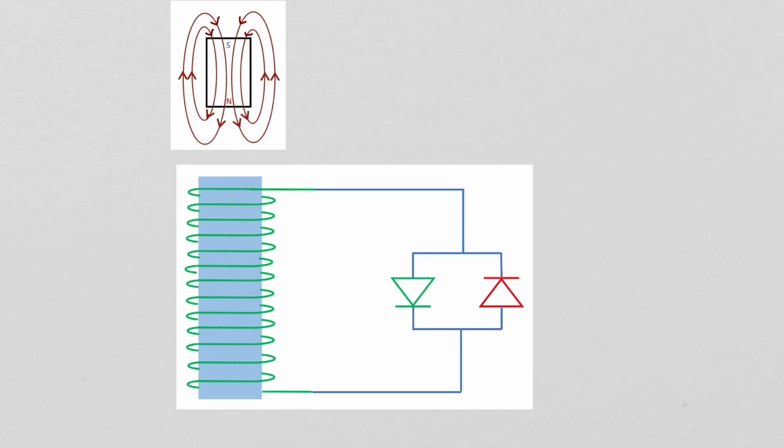Lenz's law tells us that as the magnet starts to enter the coil and there's an increase in magnetic flux pointing downward, there will be an induced current in the coil to produce a magnetic flux pointing upwards. To produce a magnetic flux pointing upward inside the coil, the induced current has to be flowing as shown, which means the green LED will be forward biased and turned on, and the red LED will be reverse biased and turned off.